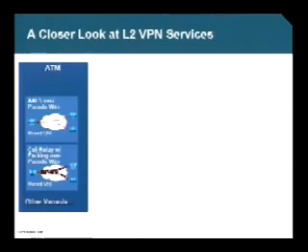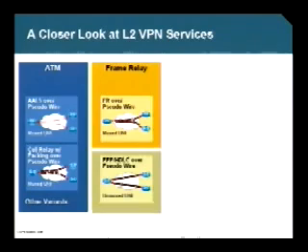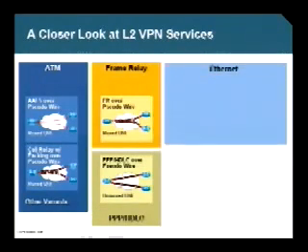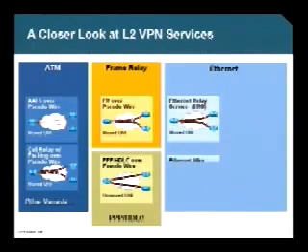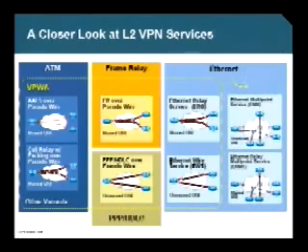As I have mentioned, you can use ATM. This slide shows you the different versions of L2VPN services you can use in your network. The last one is VPLS, which is point to multipoint. It basically emulates a normal Ethernet bridge.